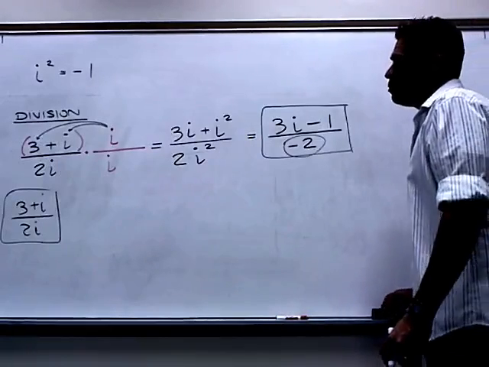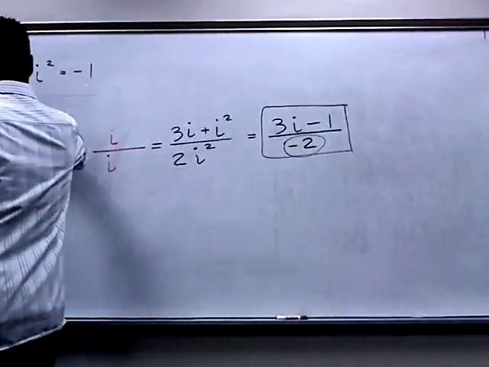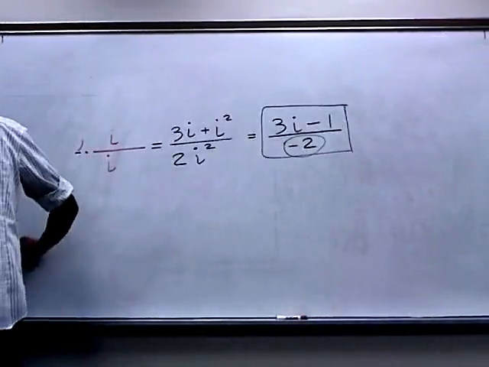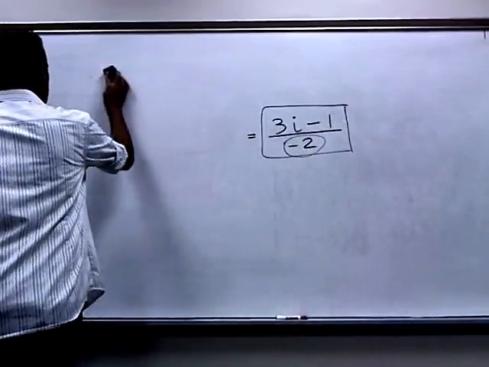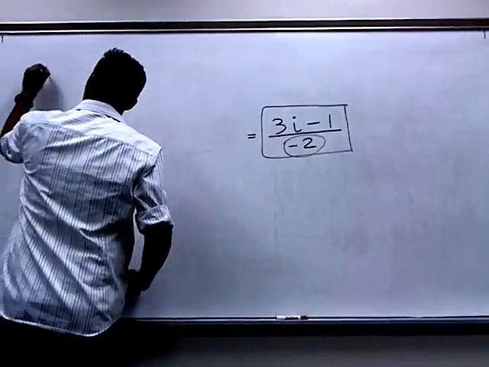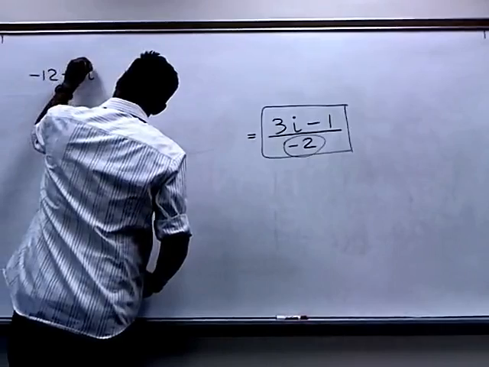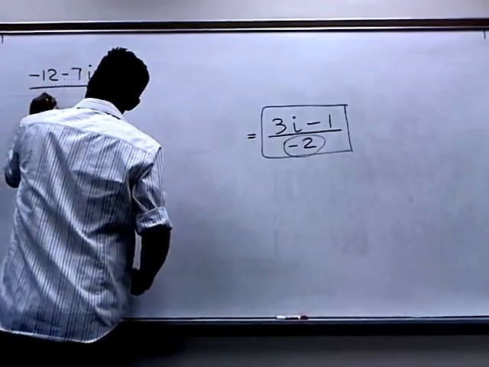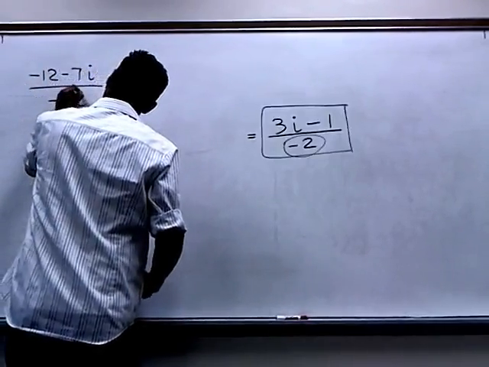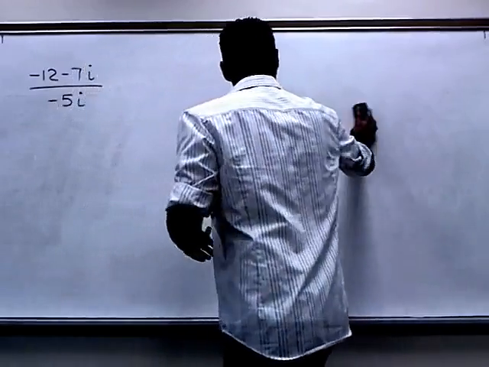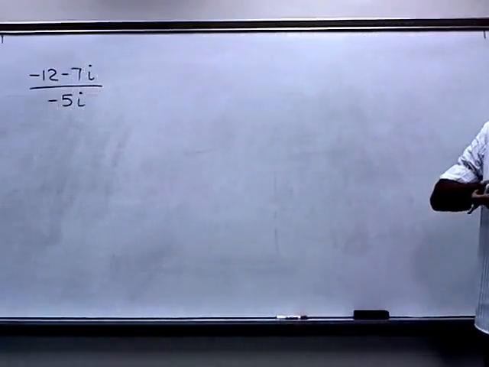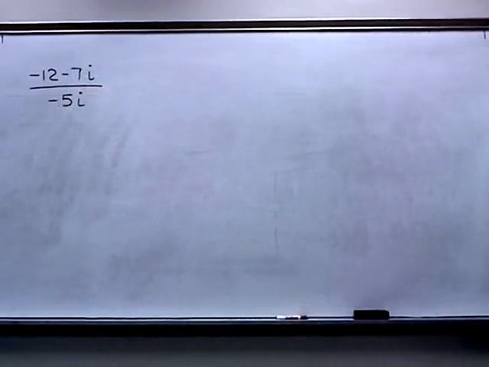Let's do one more. How about we do negative 12 minus 7i over negative 5i. So divide that. Right now I do have i in the denominator, and I don't want that. Why don't I want that? Well, don't worry about it.